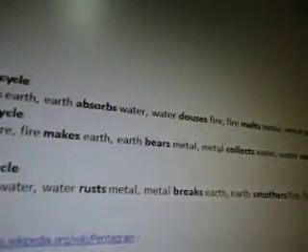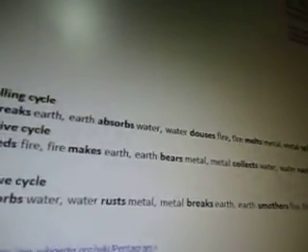So down here it says controlling cycles. Okay, wood breaks earth, earth absorbs water, water douses fire, fire melts metal, metal splits wood, generates sun.